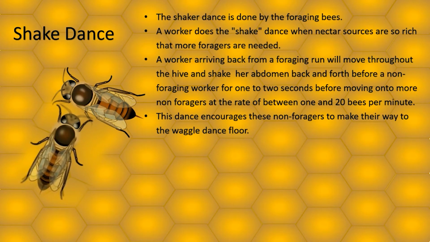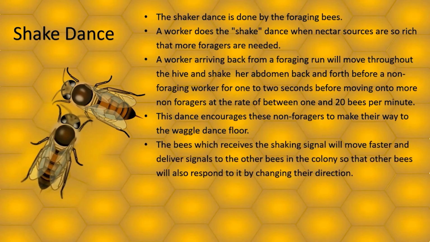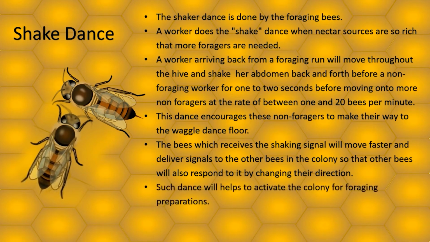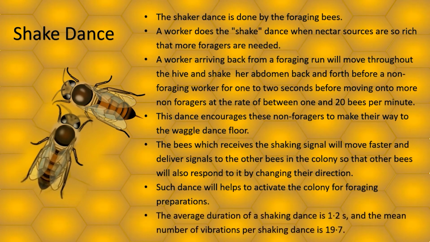The bees which receive the shaking signal will move faster and deliver signals to the other bees in the colony, so that other bees will also respond to it by changing their direction. Such dance will help to activate the colony for foraging preparations. The average duration of the shaking dance is 1.2 seconds and the mean number of vibrations per shaking dance is 19.7. Next is tremble dance.